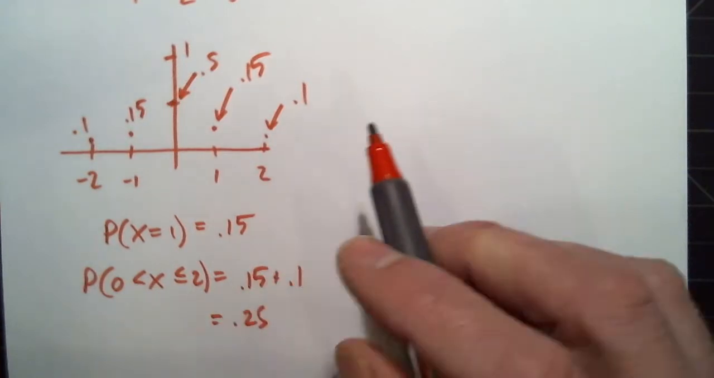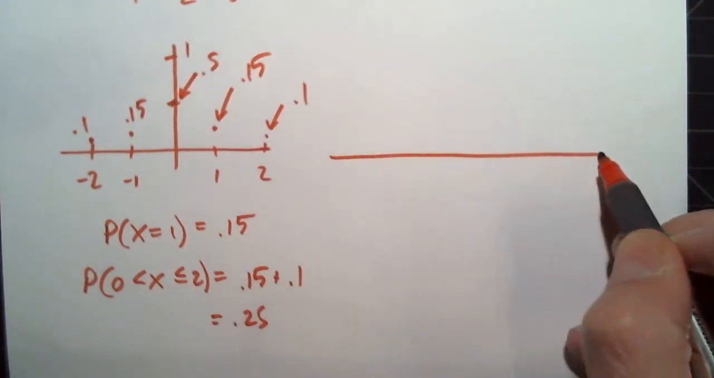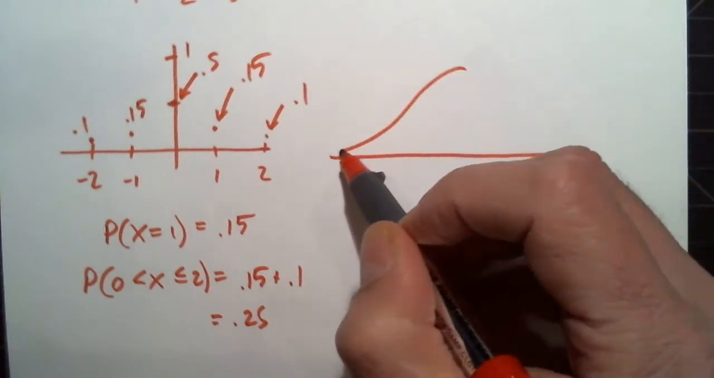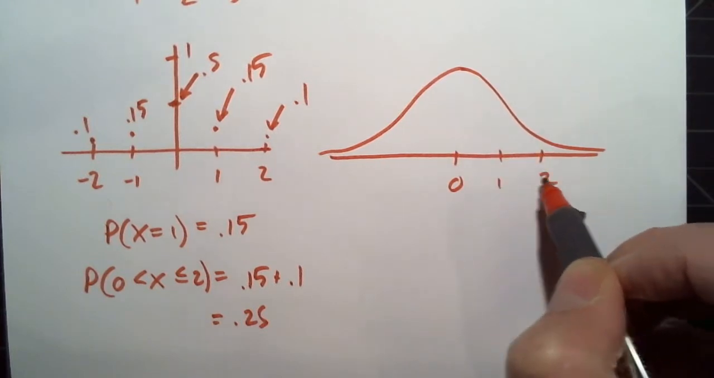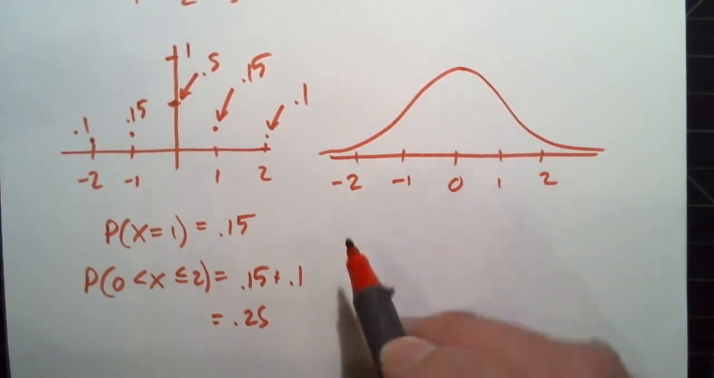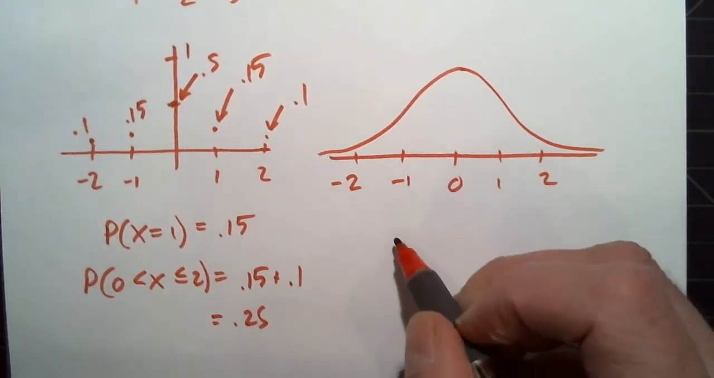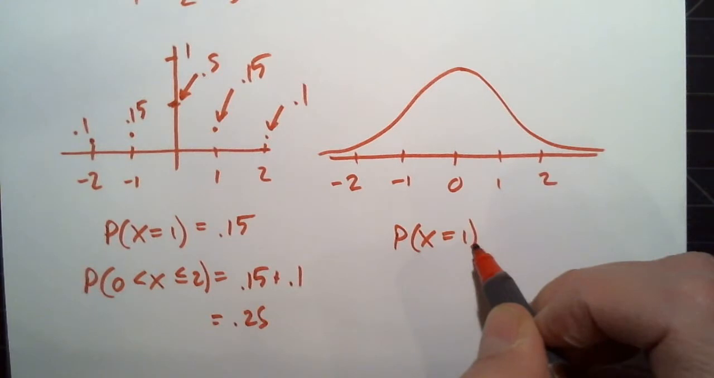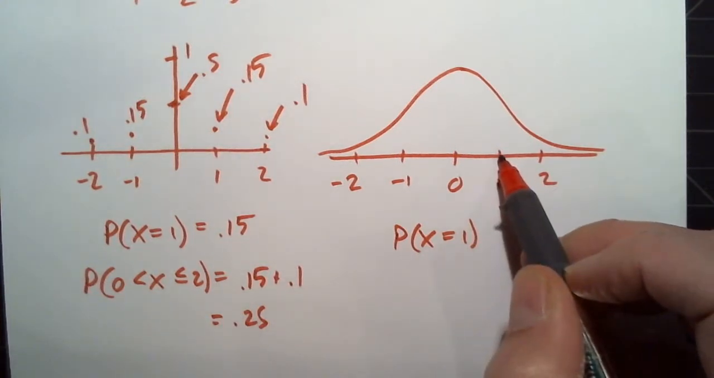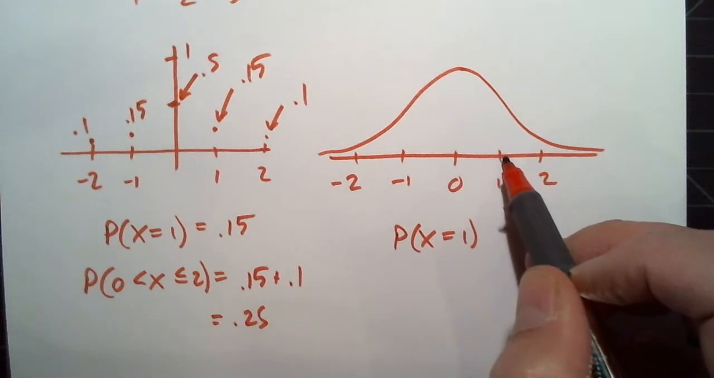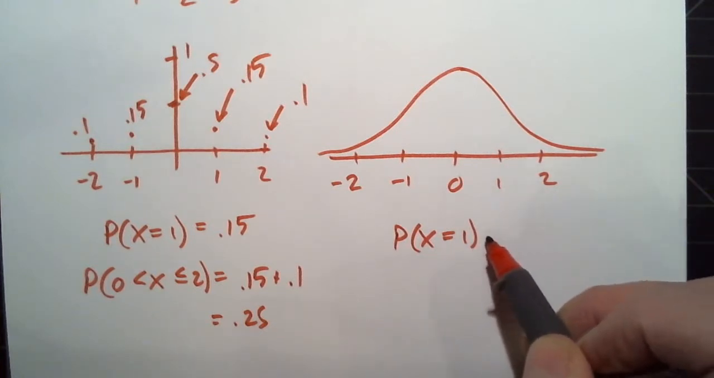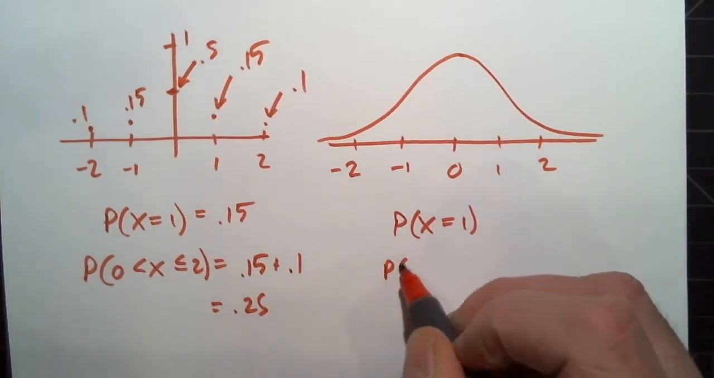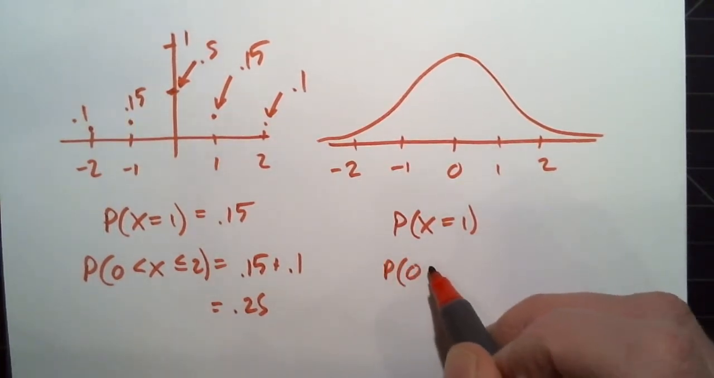If we have a continuous random variable that has infinite possibilities, now it doesn't make sense to say what's the probability that x equals 1, because there are infinite possibilities in any interval containing 1. So now we don't even consider that. Now we have to talk about only intervals of values.